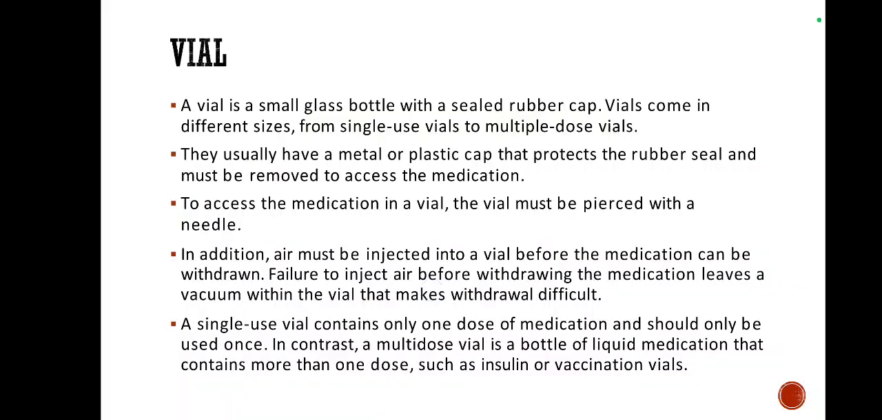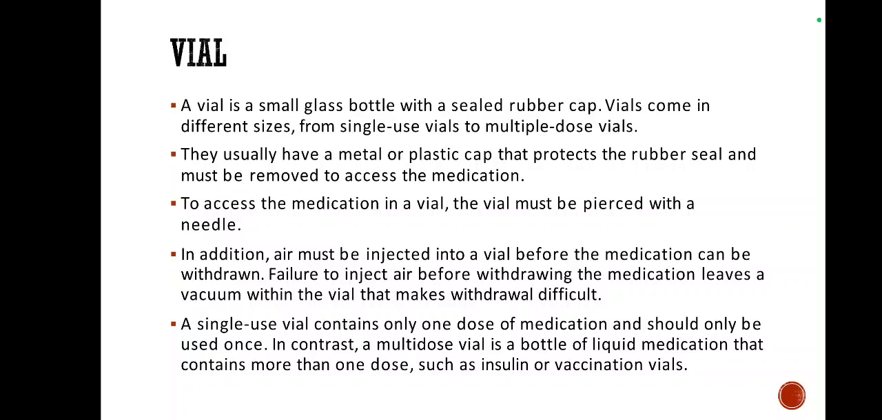Next, the vial. A vial is a small glass bottle with a sealed rubber cap. Vials come in different sizes, from single-use vials to multiple-dose vials. They usually have a metal or plastic cap that covers the rubber seal and must be removed to access the medication. To access the medication in a vial, the vial must be pierced with a needle. In addition, air must be injected into the vial before the medication can be withdrawn, because failure to inject air before withdrawing leaves a vacuum within the vial that makes withdrawal difficult.